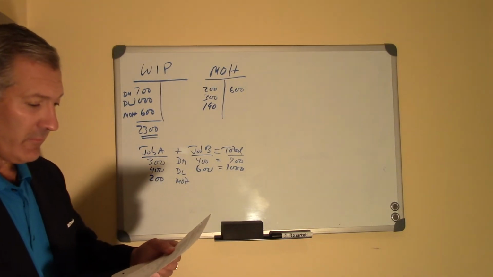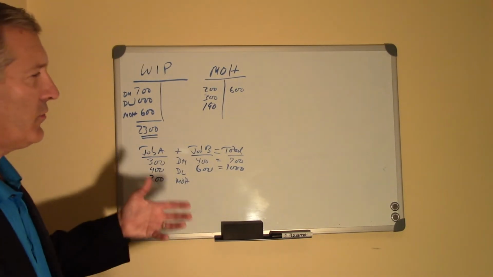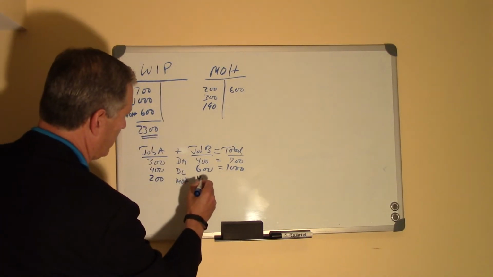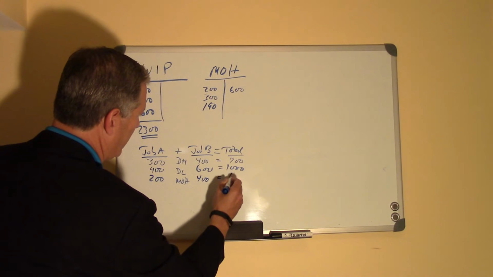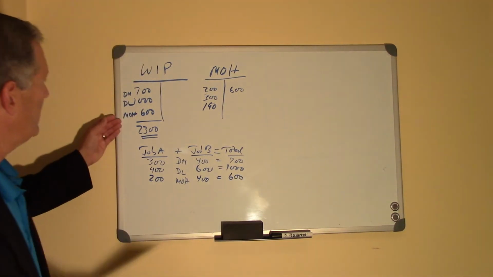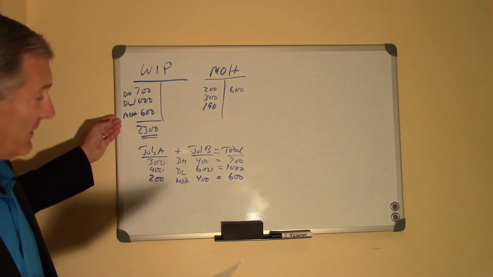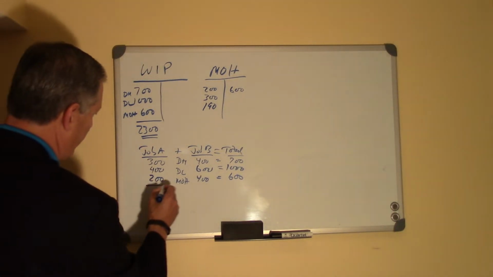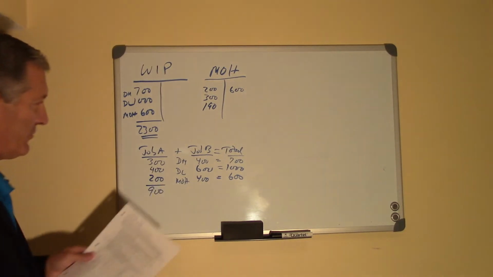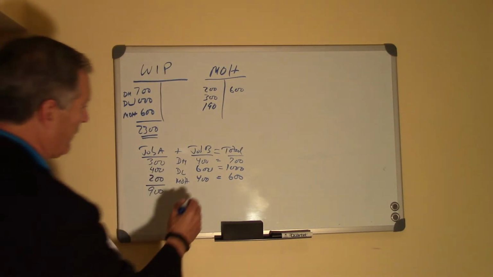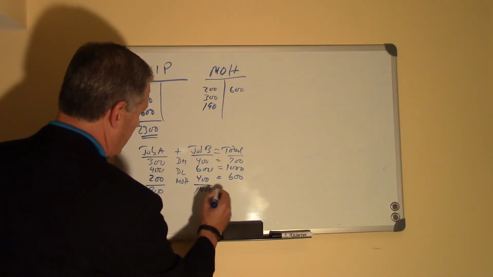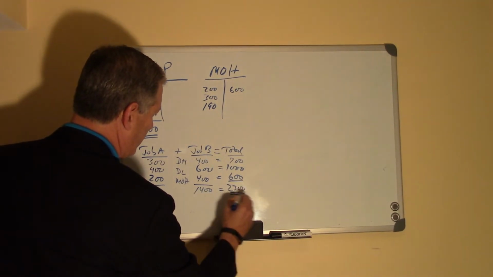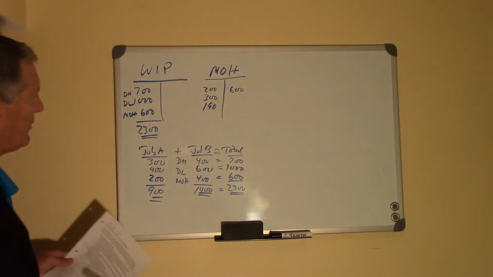Job B, we said there were 20 hours. 20 hours times $20 per hour is going to be $400 for a total of $600, which is what we posted to the work in process account. So job A and job B, we have the breakdown. We have $900 in job A. We have $1,400 in job B. Add the two together, $2,300. Again, that is not by coincidence.